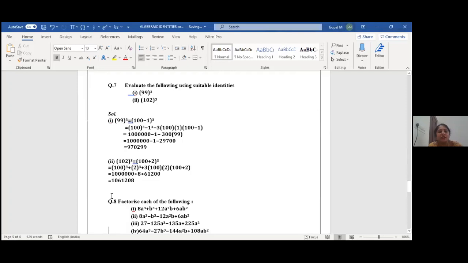Ma'am, it is a cube plus 3ab plus b cube, no, ma'am? Yes, a cube plus b cube plus 3ab into (a plus b). And for this one, a cube minus b cube minus 3ab into (a minus b). Am I clear, children? So up to the 7th question I finished today. Does anyone have any doubt, children? Yes, ma'am.